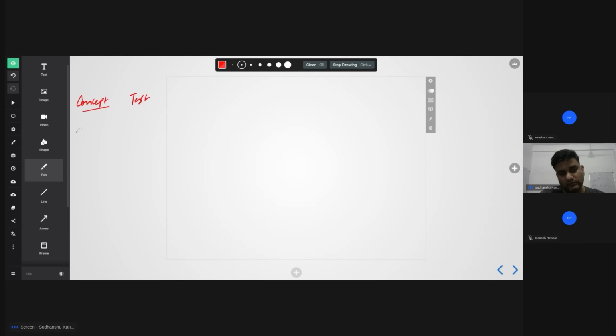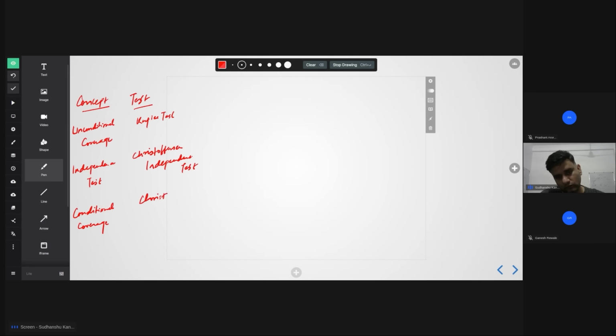So I want to put the concept and the test. The concept is unconditional coverage; the test is the Kupiec test. The concept is the independence test; the test is Christoffersen's independence test. Then the concept is conditional coverage, which is Christoffersen's conditional coverage test.